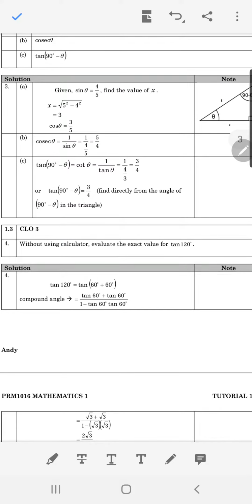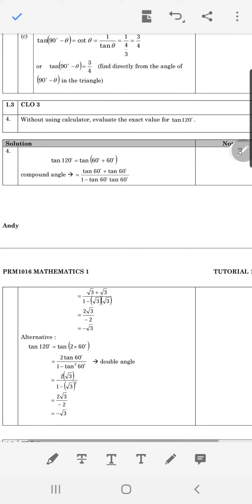Question number 4, they want you to find tangent 120 without using the calculator. So you convert it to 60, because the special right angle triangle is 30 degree, 60 degree and 45 degree. So 120 you can convert to double angle 60 degree.